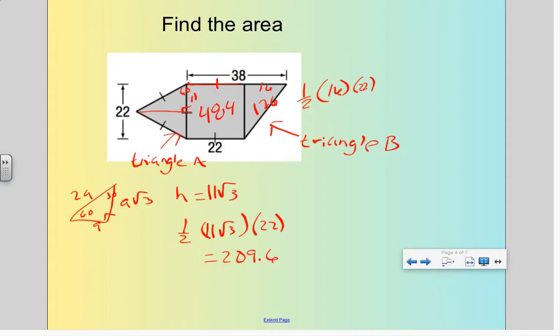Now you need to add up all your basic figures. So we have plus the 484, and the triangle B was 176. So we get a grand total of 869.6 units squared.